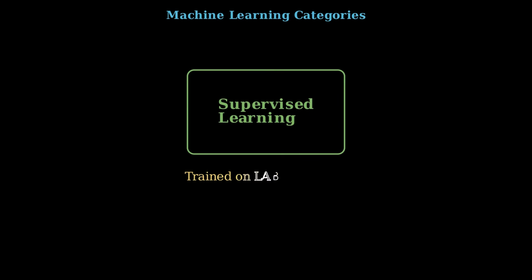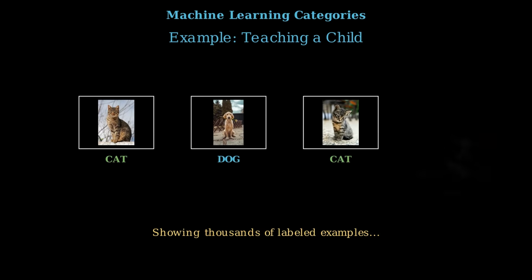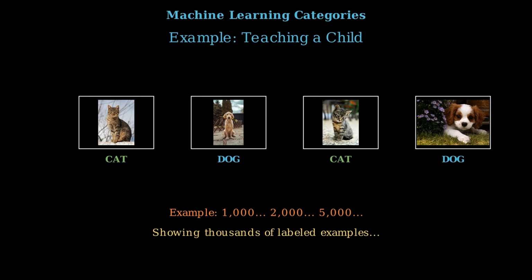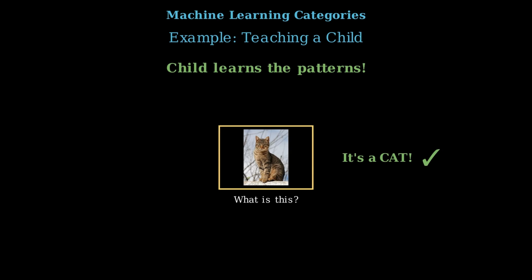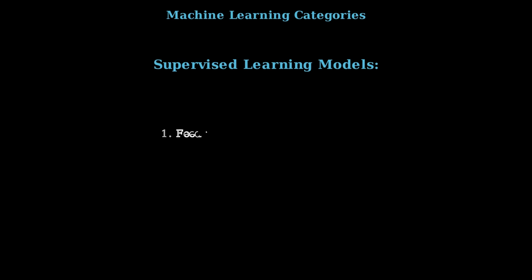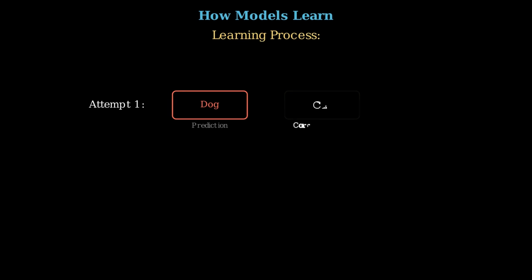Supervised learning is when the model is trained on labeled data, meaning for every input, there's already a correct answer provided. For example, imagine showing a child thousands of pictures of cats and dogs, each one labeled with what it is. Over time, the child learns to tell them apart on their own. Supervised learning works the same way. You feed the model thousands of labeled examples, and it learns the patterns that connect the inputs to the correct answers. The model learns by comparing its predictions to those correct answers and adjusting itself until it gets better.